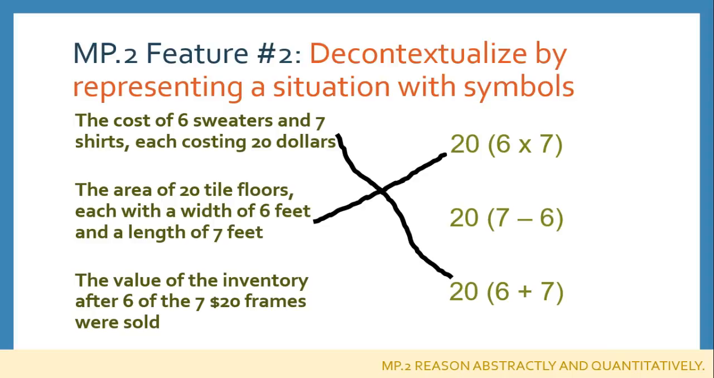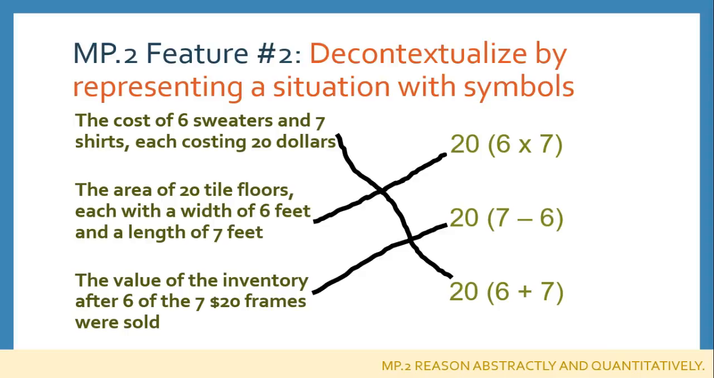The value of the inventory after 6 of the 7 $20 frames were sold matches 20 times the difference of 7 and 6. After completing a similar exercise, you could ask students to write their own numerical expression for a given phrase. Students may write different expressions that accurately describe the given phrase. If that happens, ask them to share their reasoning, then do the computation to see if the result is the same. Depending on the level of the group and the phrases that you choose, this may be a good time to introduce the associative, commutative, or distributive property.